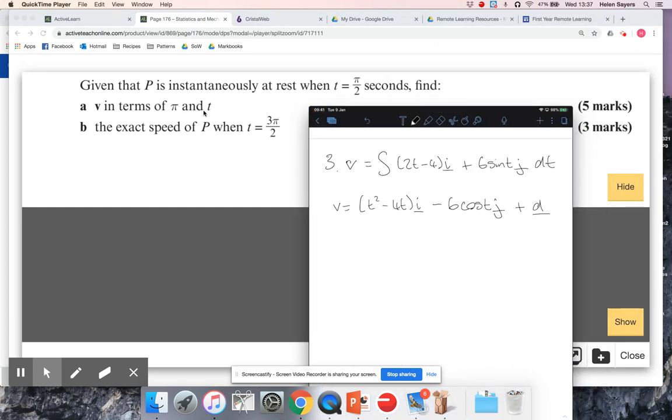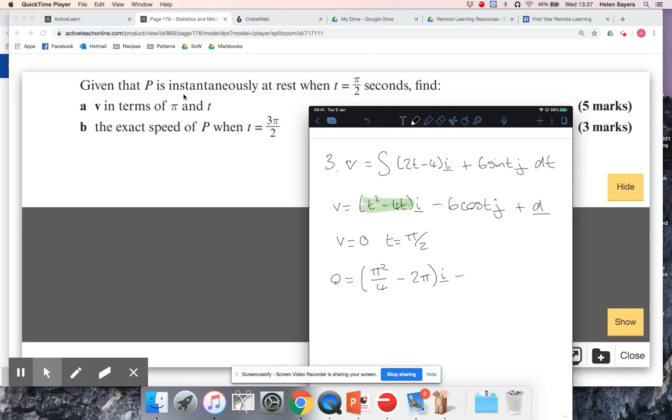There's no reference to radians, but again, when you've done your second year integrating, you'll know that calculus only works if it's in radians. Okay, so P is at rest, so v is 0 when t is pi over 2. So if I do pi over 2 all squared, that's pi squared over 4, so I'm just substituting t is pi over 2 into that, and then 4 times pi over 2 is going to be 2 pi.